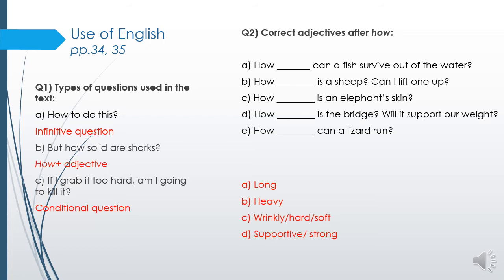Both are correct. But if we had to go with only one, we should go with supportive because the bridge is not strong in itself. The bridge supports strongly. You see the difference? The final sentence, how fast can a lizard run? If we say how slow can it run, this doesn't make sense because running does not include behaving slow.